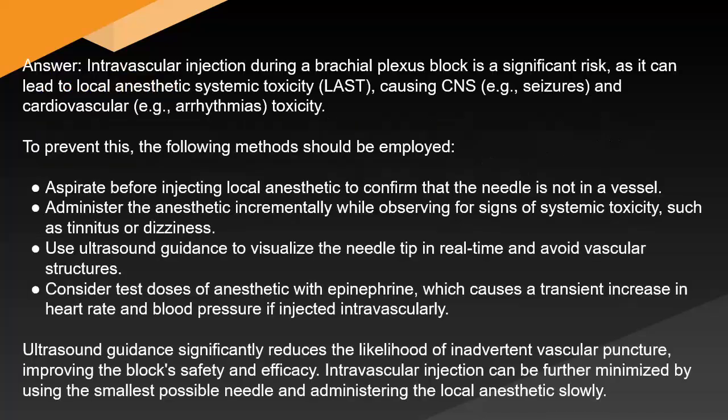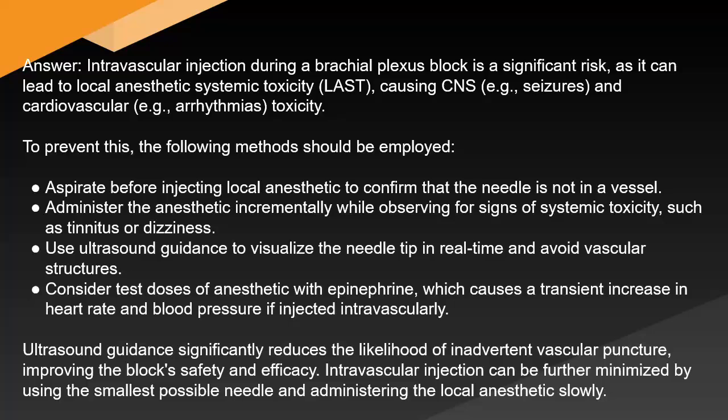In ultrasound-guided brachial plexus block for upper extremity surgery, explain the risks associated with intravascular injection and how to prevent it. Answer: intravascular injection during a brachial plexus block is a significant risk as it can lead to local anesthetic systemic toxicity, LAST, causing CNS (e.g., seizures) and cardiovascular (e.g., arrhythmias) toxicity.